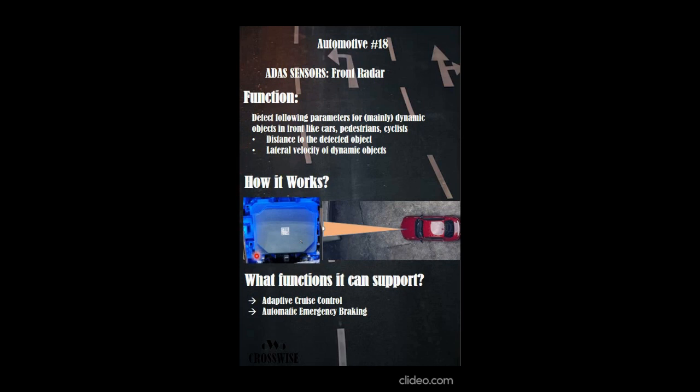How does it work? These radars are installed inside the bumper at the front of your car, and can detect a range of up to 300 meters. What functions can it support? It can support adaptive cruise control, automatic emergency braking, and there are many more radar applications used for autonomous driving vehicles.